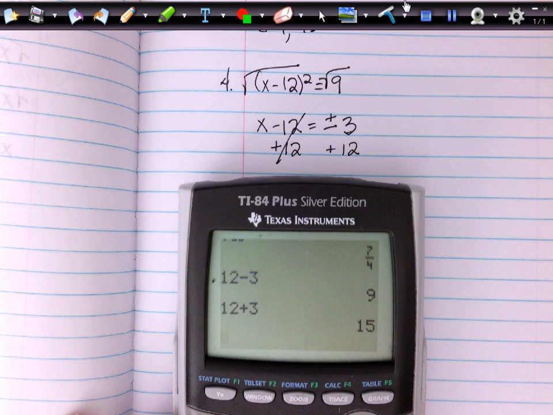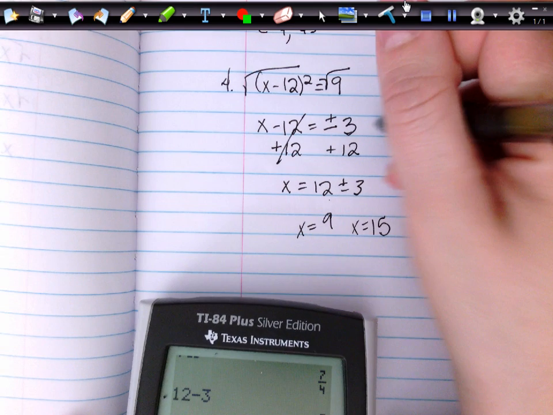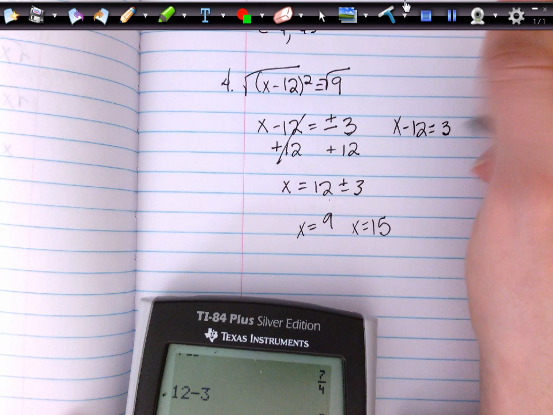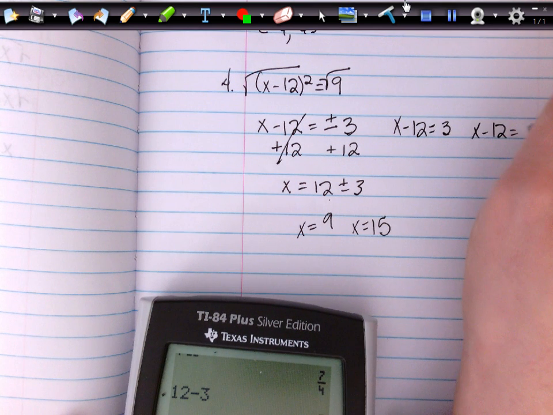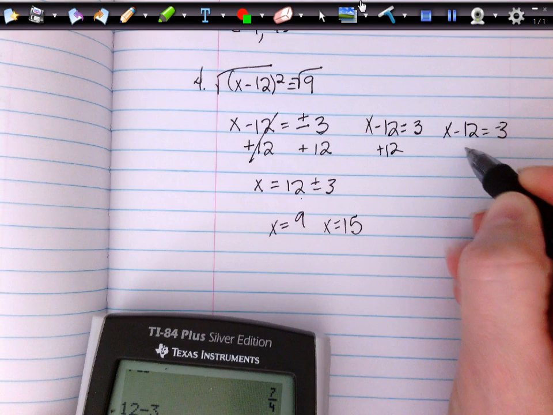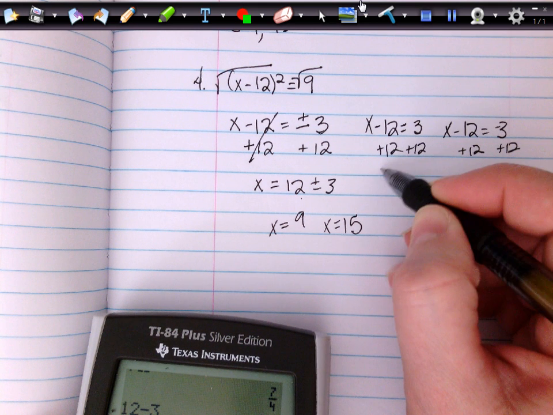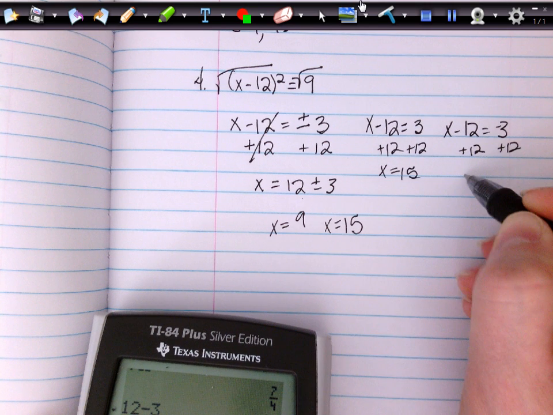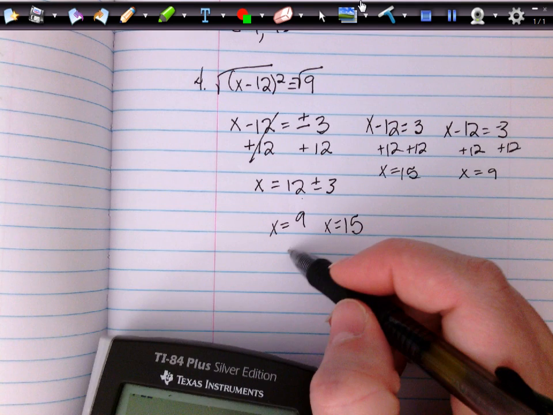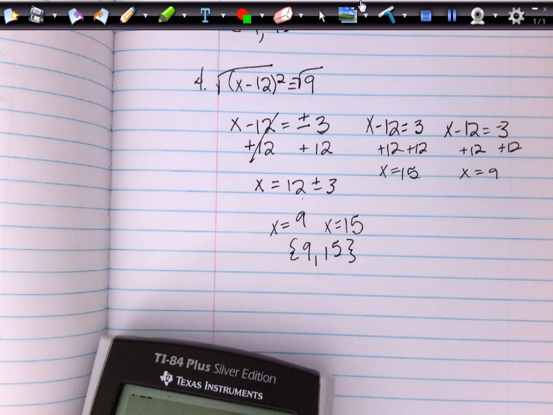I could have set it up as 2 separate problems here. X minus 12 equals 3. X minus 12 equals negative 3. And then added my 12 on both sides, which would have given me x equals 15 and x equals 9. Either way would have worked. My answer is still 9, 15. And that's what I'm going to put in the squigglies.